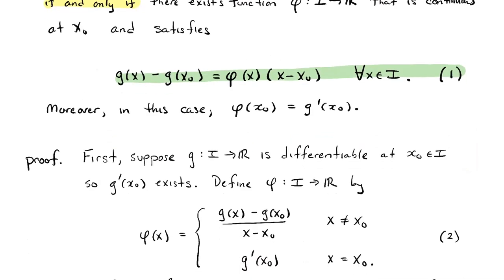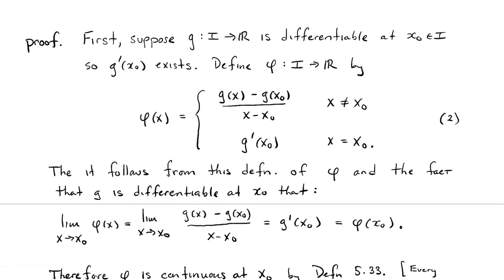It's an if and only if proof. So let's start off in the direction where I'm supposing g is differentiable. Suppose I've got this differentiable function at this point x naught in my interval. Well, that means that the derivative g prime of x naught exists. So how to define phi? Well, I'm going to define phi like this.